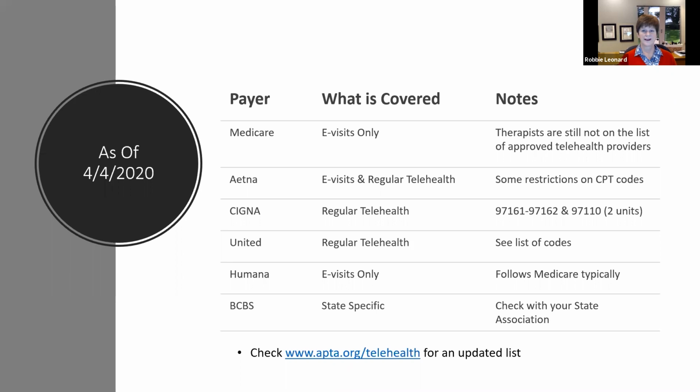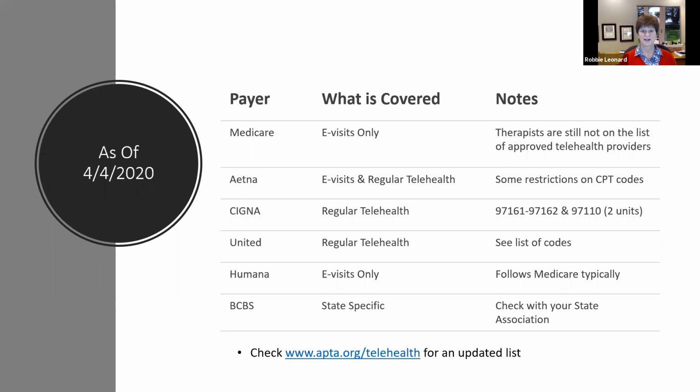So you're going to want to go to this reference website, click on the details, open the payer's website, look at the information, and get the details on what specifically is covered for the payers in your market. So just to give you some general guidelines on what national payers are doing, right now, as it stands on April the 4th, Medicare is only covering e-visits. Therapists are still not on the list of approved telehealth providers.